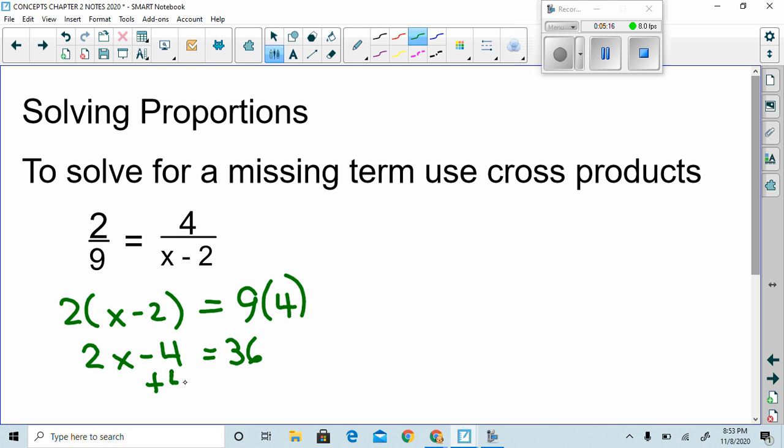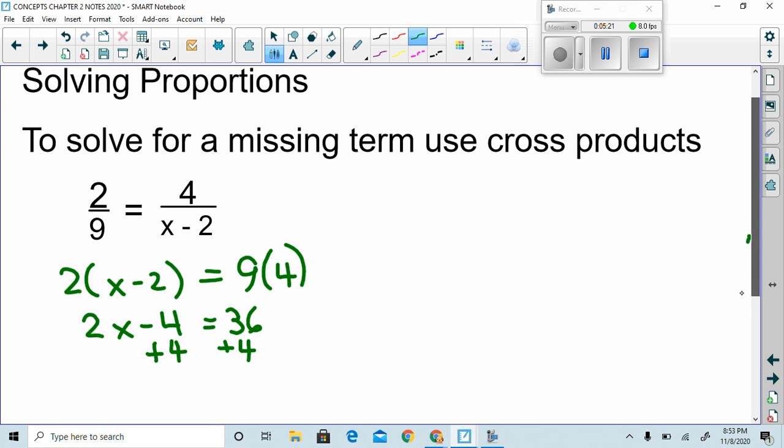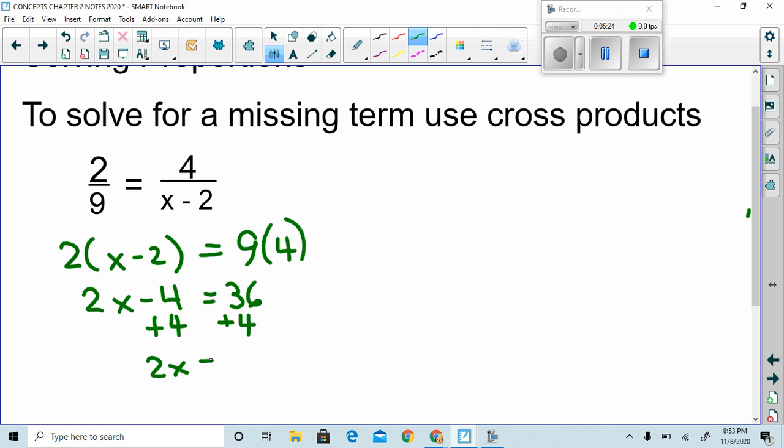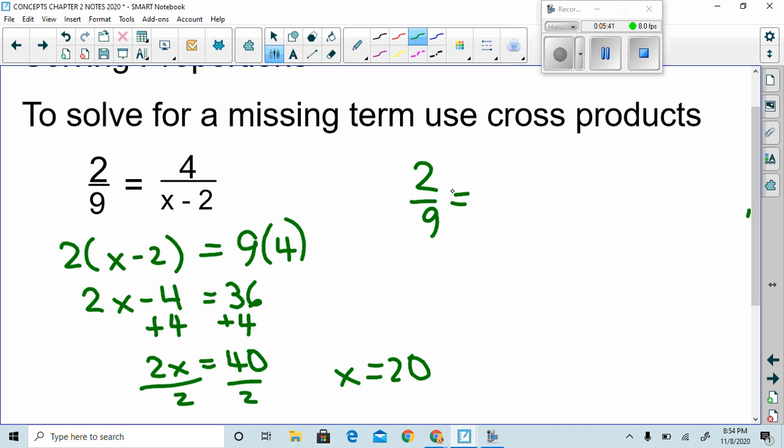We're going to add. And again, this is just a multi-step equation. We're going to get 2x is equal to 40, and divide by 2, and x is equal to 20. Okay, so x is equal to 20, so this missing term here would be 20 minus 2, which is 18, and again, I can look at this and I can see that's going to be equal. It forms a proportion.